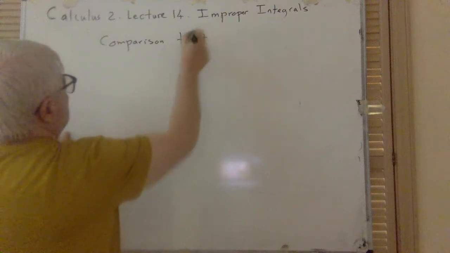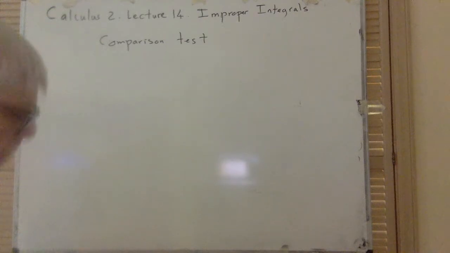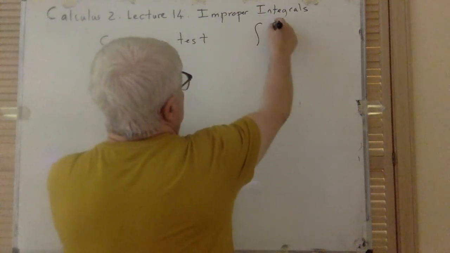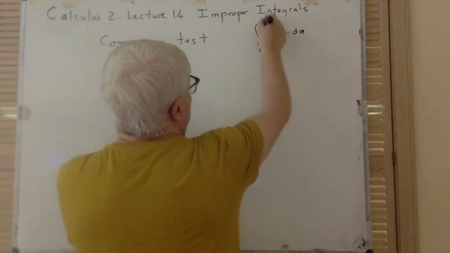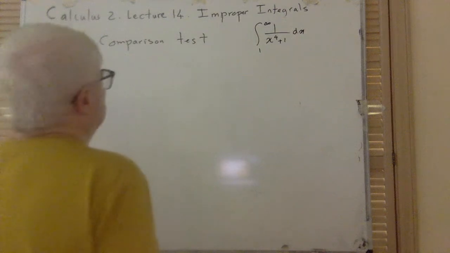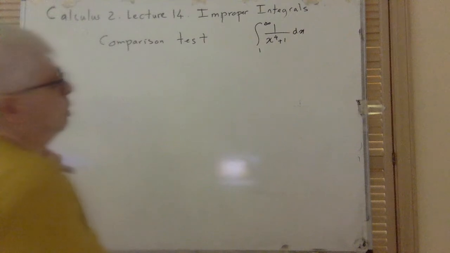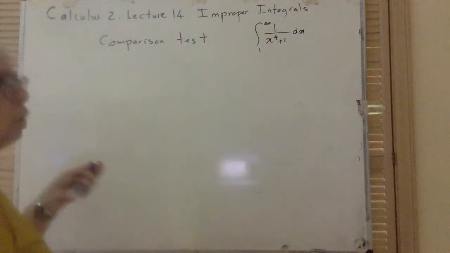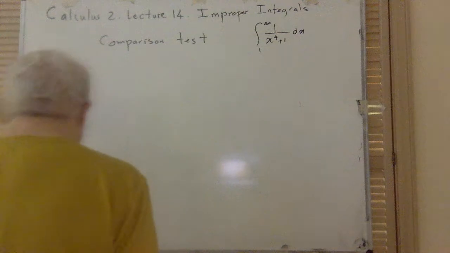Now, why is it important? Because sometimes it's very hard to find an integral, so we use the comparison test. For example, can we find the integral of 1 over x to the power 4 plus 1, dx from 1 to infinity easily? No, it's not that easy. But is it convergent or divergent? The comparison test is about convergence or divergence. It doesn't give us the integral, it just tells us whether it is convergent or divergent.